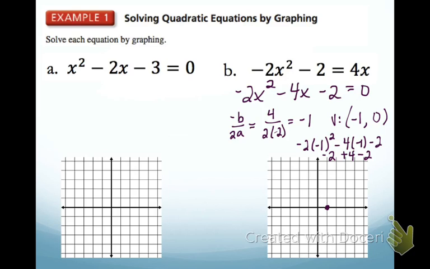Now if we look at our original equation, we have a negative a value, so I know that my parabola is going to open down. And for the sake of just solving this quadratic, I don't need to find more points because I can see that there will only be one solution at x equals -1, and I can stop there.